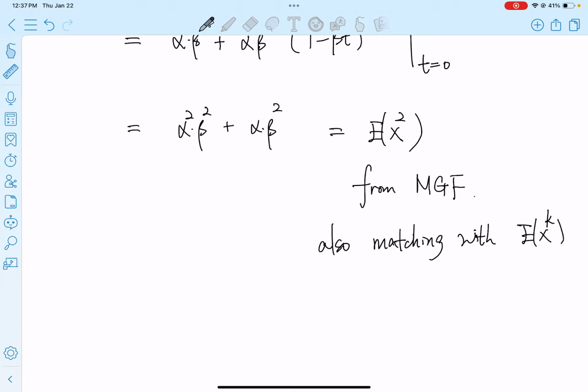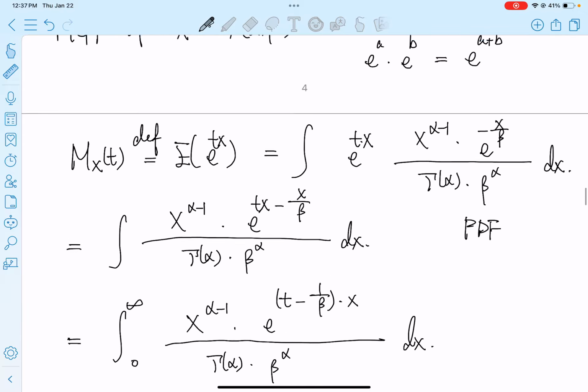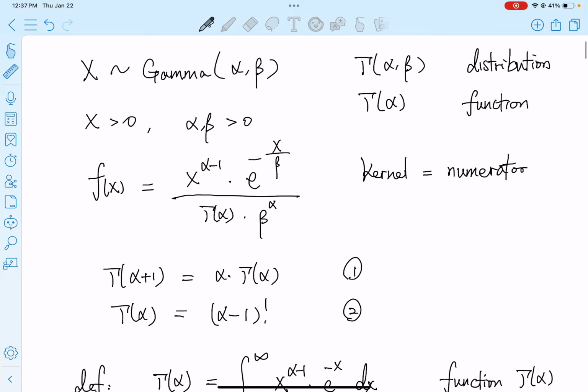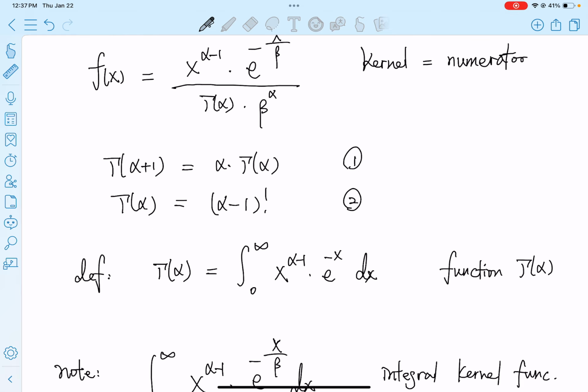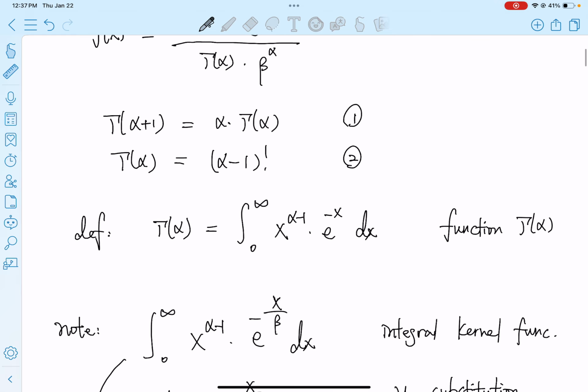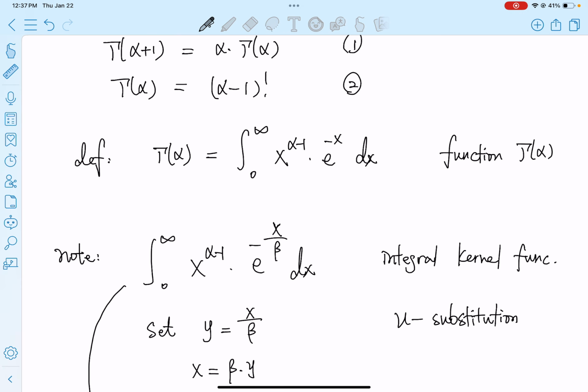Okay, so just to summarize, first of all, we introduced the distribution, which is called the gamma distribution, and there are two parameters. Gamma with two parameters refers to the distribution, and gamma with one input refers to the gamma function. And here we have the probability density function for the gamma distribution, and then two properties. Although we haven't used the second one, I guess. And here's the definition of the gamma function.